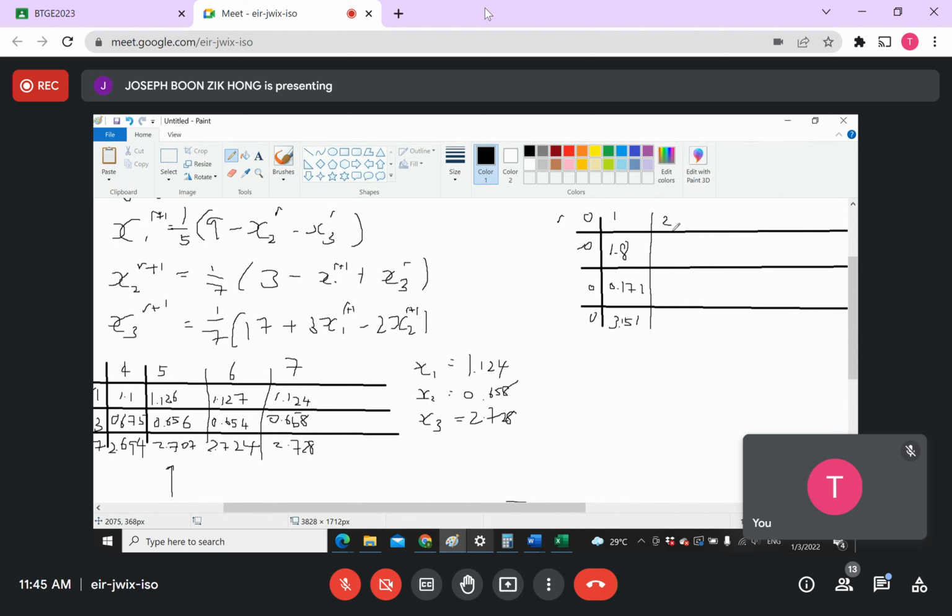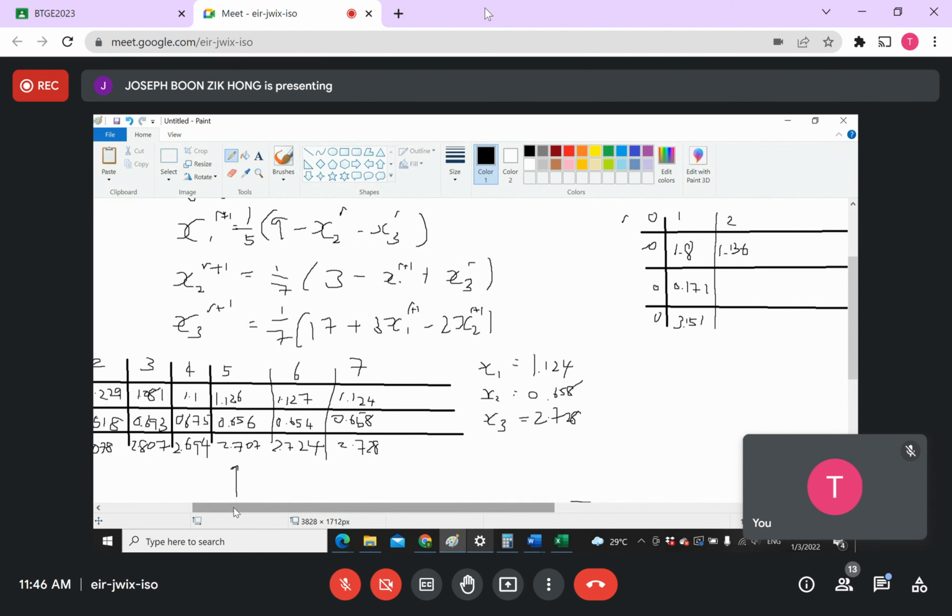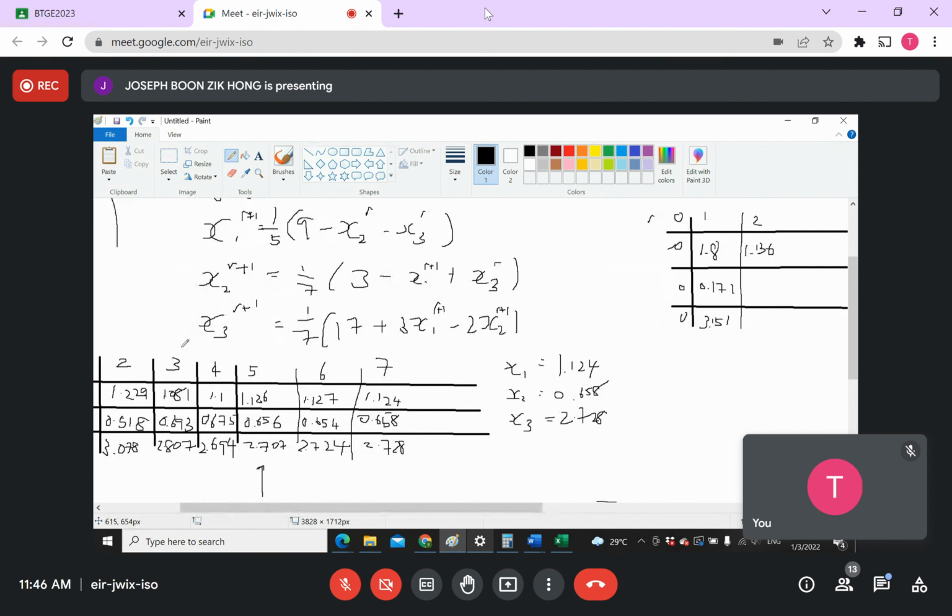Iteration 2: 9 minus 0.171 minus 3.151 and then divide by 5, 1.136. So you can see, much faster. Here, in order to get 1.1 you have to do at least the third iteration before you get 1.1 something or 1.0 something. But here, in the second iteration you already get 1.1.